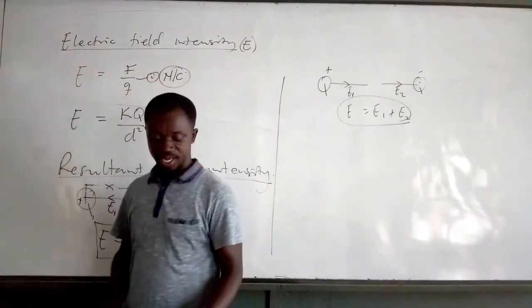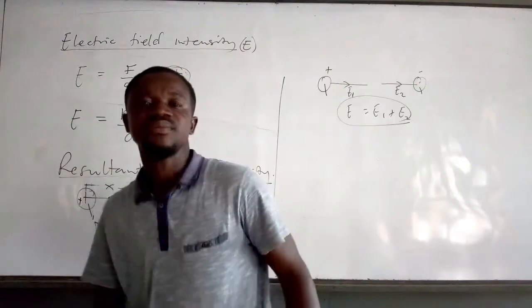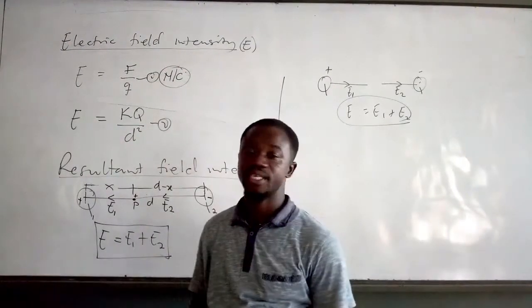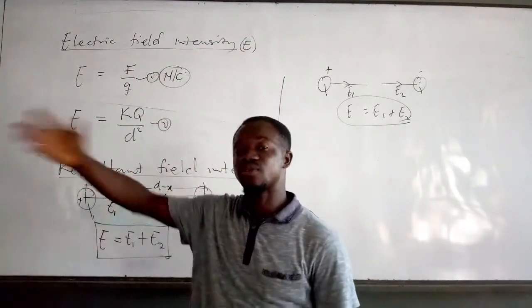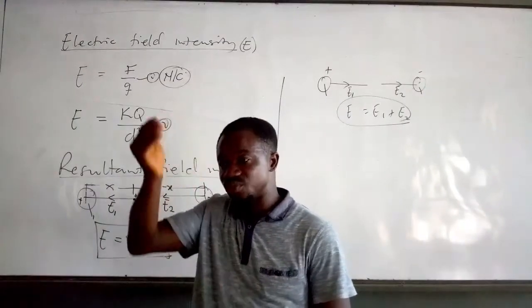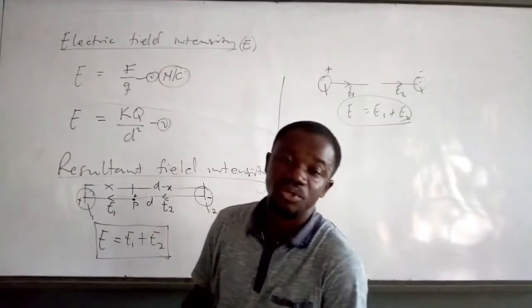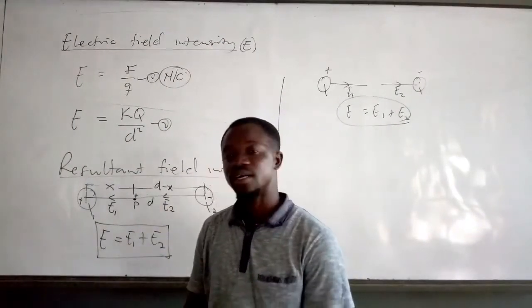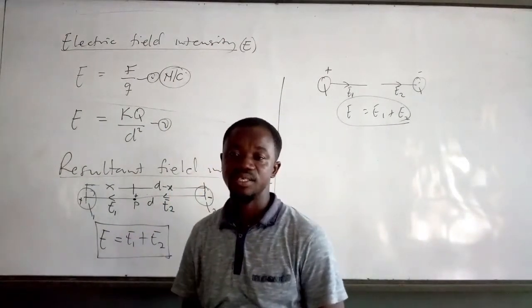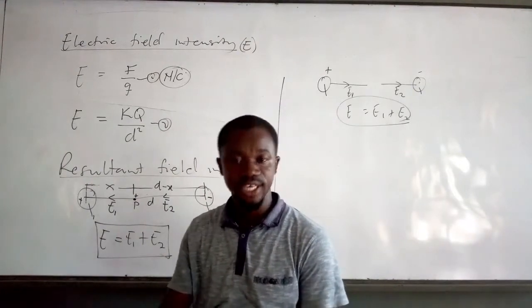But because I used the attraction and the repulsion method for the resultant forces, I just want to create continuity in that so that you will always be able to handle it. Good. So that is what we mean by resultant field intensity on a charge.